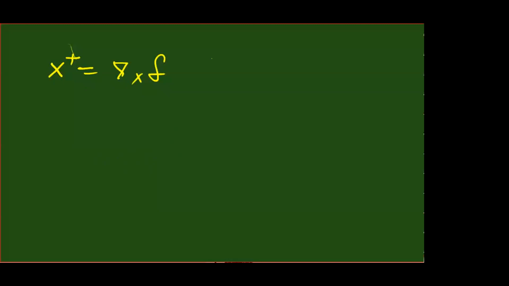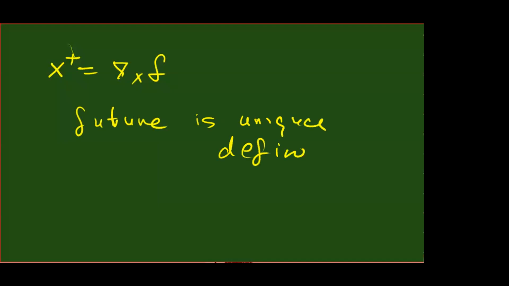And what you get is that the future is uniquely defined. So you don't know the past. I will give an example.